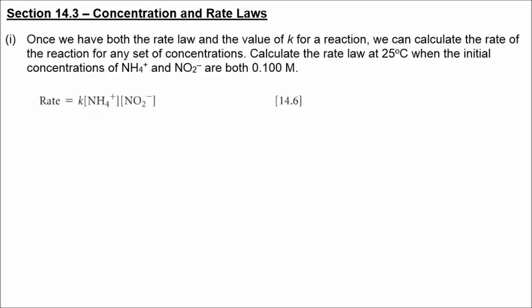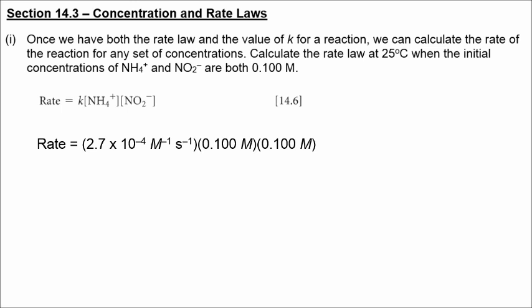Now that we have the rate law, and we can see that it's rate equals K times concentration of ammonium times concentration of nitrite, and if we also know the value of K, we can calculate the initial rate for any set of concentrations. For example, if we run this experiment with an initial concentration of ammonium of 0.1 and an initial concentration of nitrite that's also 0.1, we would get an initial rate of 2.7 times 10 to the negative 6 molarity per second.